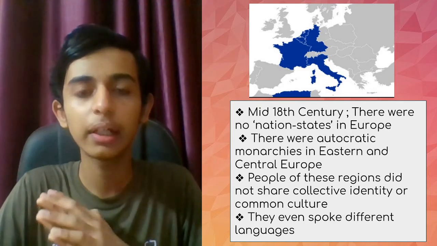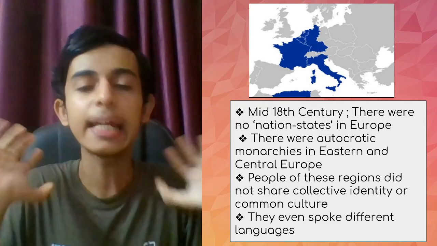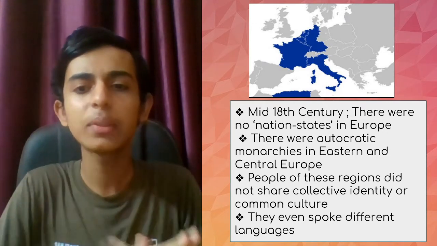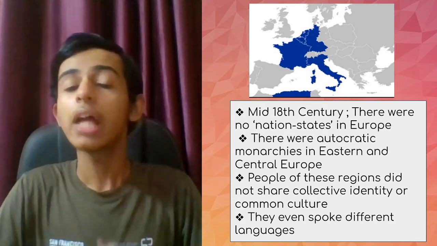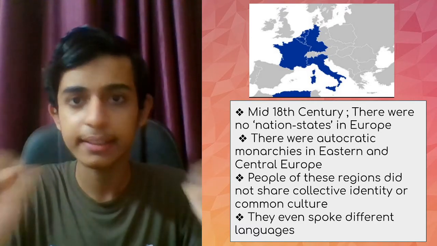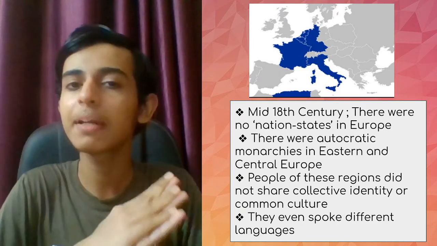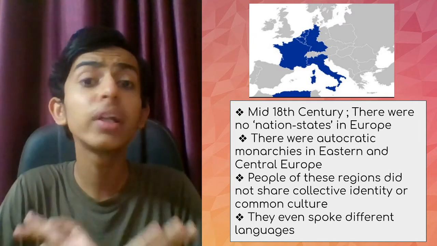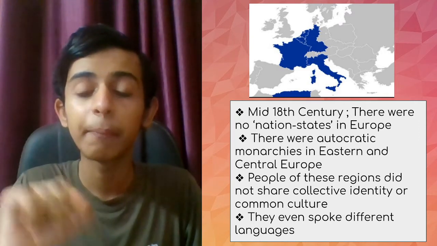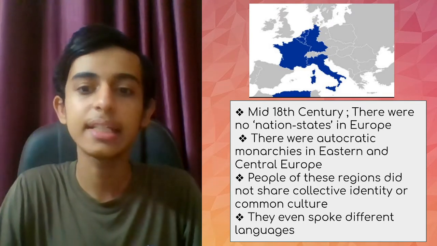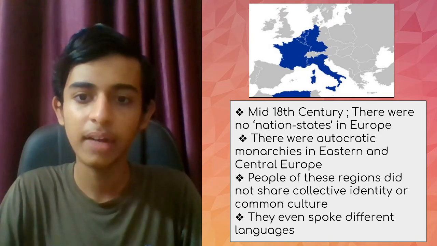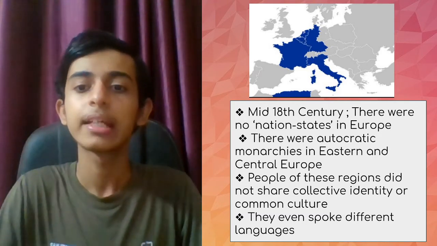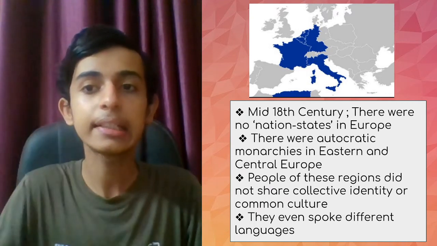Now I would like to ask you to come with me to the mid 18th century. What do I mean by mid 18th century? Around the 1750s. At that time there were no nation states. We discussed nation states in the previous session; in case you've missed that, you can definitely check it out. During that time no nation states were formed, because there were autocratic monarchies in Eastern and Central Europe, right? Autocratic meaning monarchies which have a lot of power.